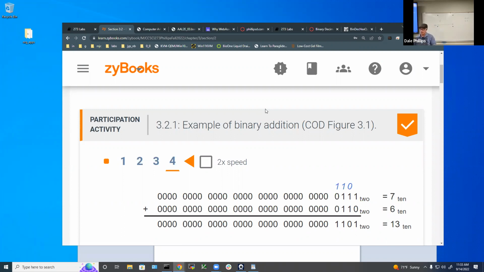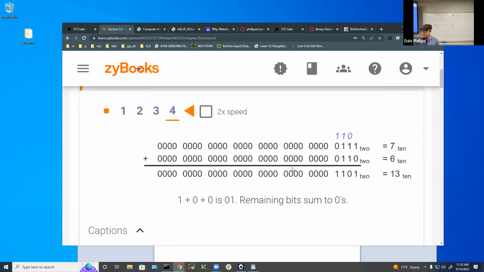All right. So this is addition. So let's do an addition. Let's take two numbers. Let's just take a variation of what we see there.